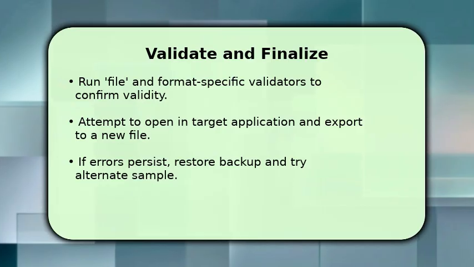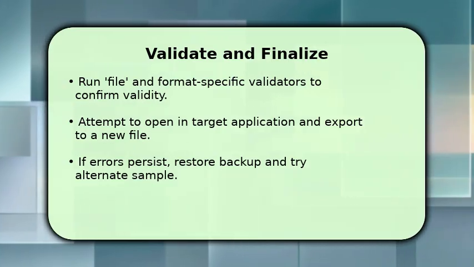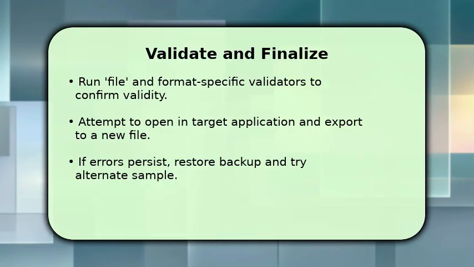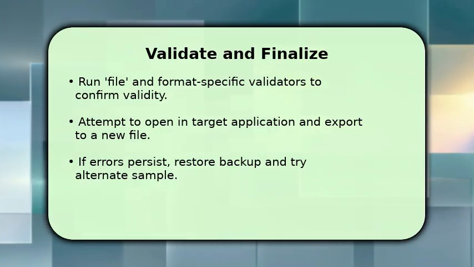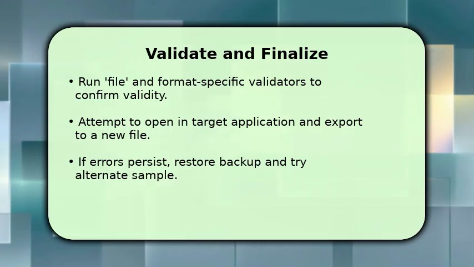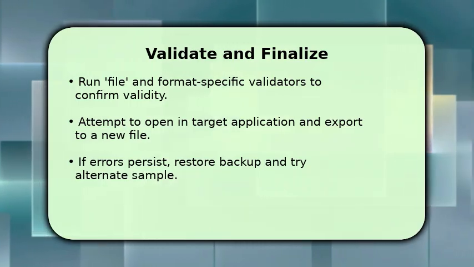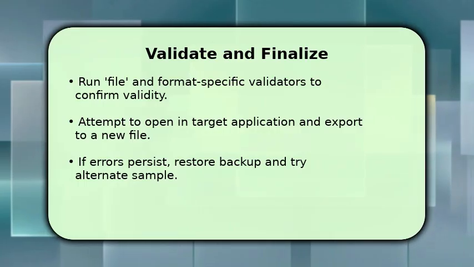If something goes wrong, stop and restore the backup, then repeat using a different good sample or check for truncated data. One key troubleshooting tip: if the validator still fails, compare byte by byte to find a mismatched offset before making further edits.